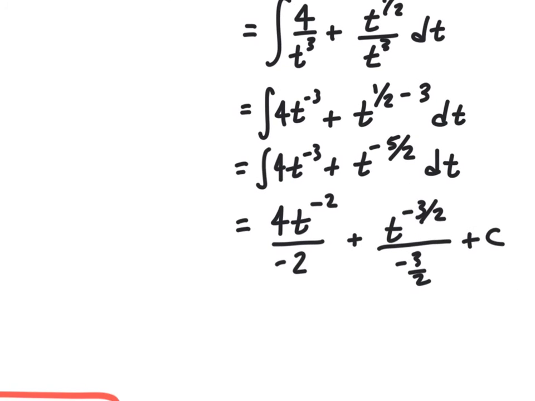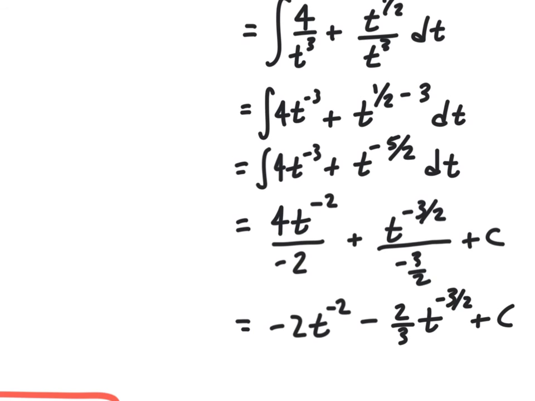Okay, so now we need to think about this for a second. We can simplify this. I've got 4 over negative 2. That really divides out to just negative 2 t to the negative 2. And then, actually I don't need to do plus, I'm going to do minus. Okay, now dividing by, this is where it gets tricky. Dividing by a fraction means that I'm multiplying by its reciprocal. So I'm going to multiply it by 2/3 and then t to the -3/2 power and then plus c, okay?